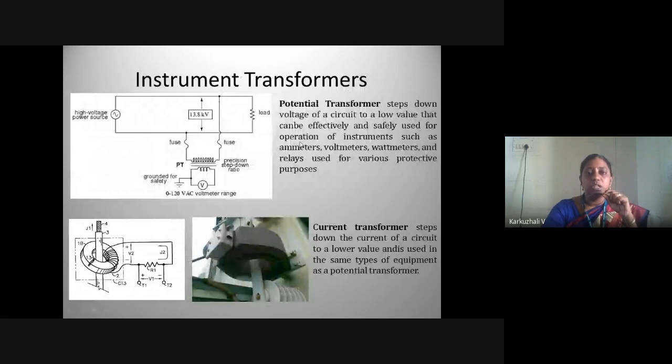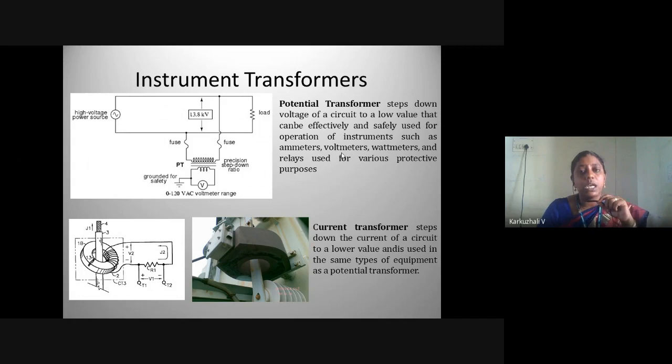The other type of transformer is the instrument transformer. There are two types of instrument transformers. One is the potential transformer, and the other one is the current transformer. What is this potential transformer? You can see that there is a high voltage AC power source, and that high voltage can be converted into low voltage. That is called a step down transformer. The potential transformer steps down the voltage of the circuit to a lower value so that it can be used for operation of instruments like ammeters, voltmeters, wattmeters, and relays.